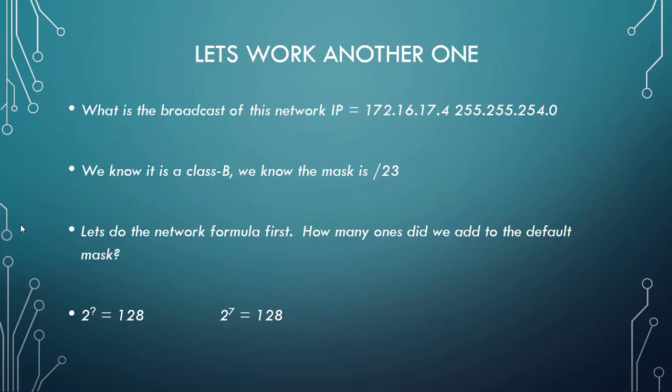So what's going to be my broadcast if my IP address is 172.16.17.4 and my subnet mask is 255.255.254.0? So again, what do we know right away? We know it's a Class B, and we know the mask is a /23. All right, so we know a Class B, the default subnet mask is /16.